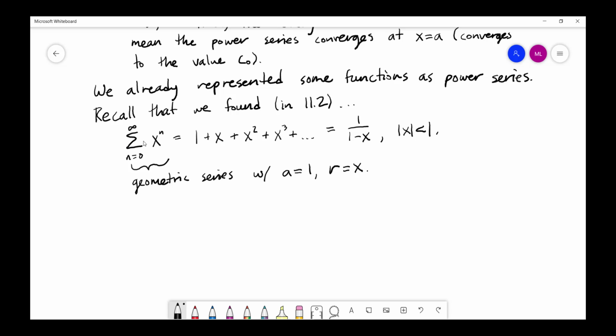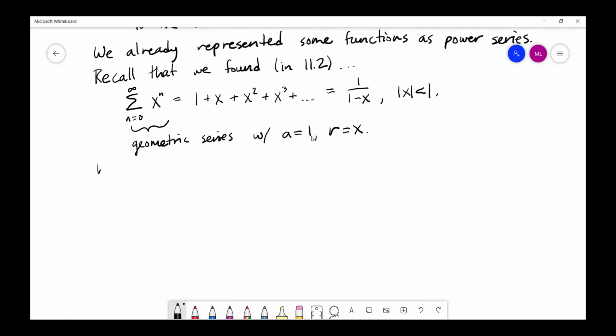So this is the idea. This is a geometric series with these properties. This is what it converges to. It only converges as long as our r is less than 1, or in this case, the absolute value of r is less than 1. In this case, because r is x, here's the condition that we have. So it turns out we have a way to write this function, at least over this interval from -1 to 1, as a power series.